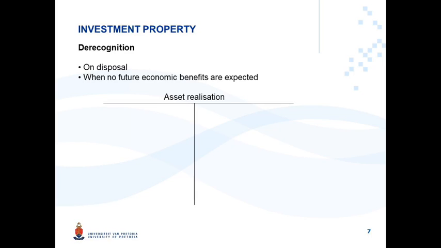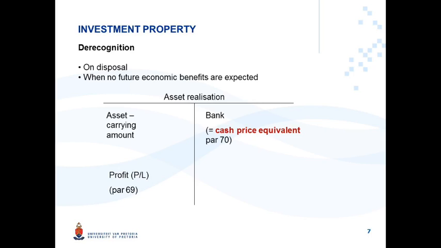Derecognition of investment property in an asset realization account. If you apply the fair value model, there will not be accumulated depreciation and you will just have to derecognize the asset's carrying amount. If this asset is now sold, you compare it against the proceeds and you have a resultant profit or loss.